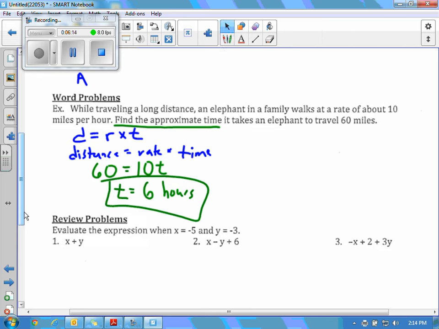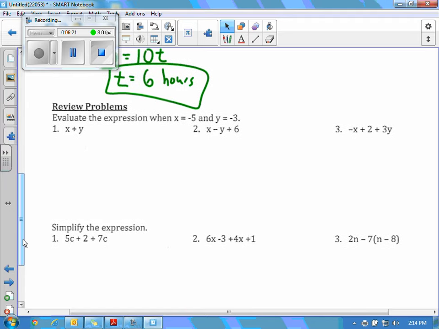All right, the last thing on here is some review problems. I will leave those for you. You have some evaluating problems, which again, remember, just means plug those numbers into the variable. And then simplifying, which is what we just went over in Unit 5, Part 1. All right, make sure you grade those with the answer key. Ask me any questions you have.